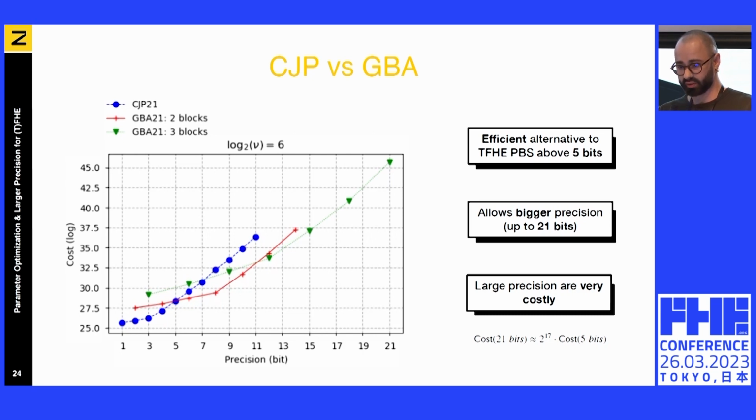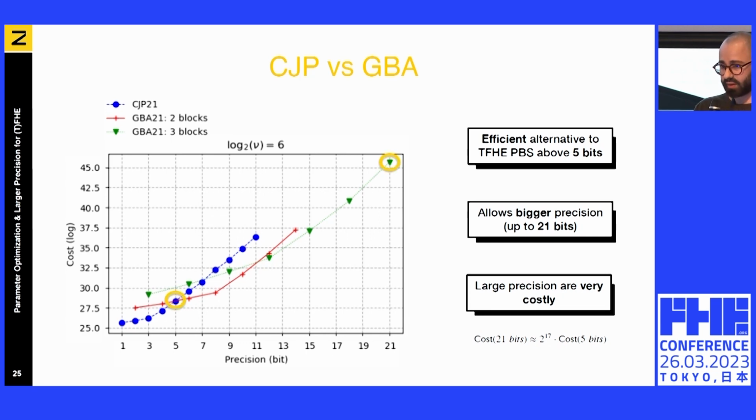Between 1 and 5, as we can see, CJP is the best option, right? Then, from 5 to 11, we can see that GBA is actually better, the 2 blocks version and the 3 block version. And above 11 bits of precision, CJP does not offer any parameter sets. So that's good for GBA, I guess, because they are offering solutions for bigger precisions.